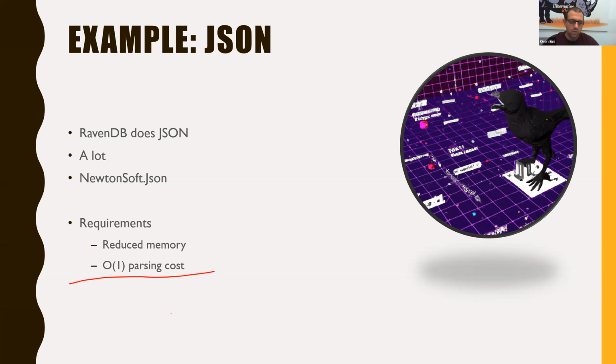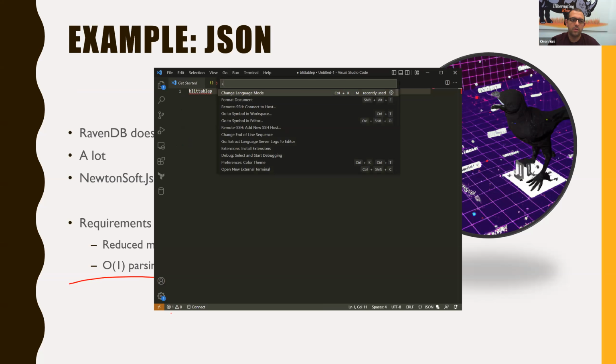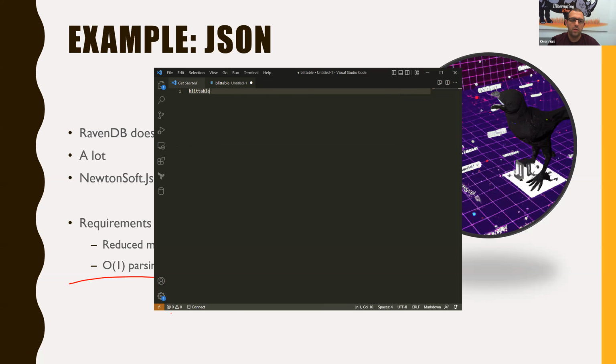And the way that we do that is to say, okay, I'm a JSON database. I'm not going to be using JSON internally. At least I'm not going to use the JSON format. I'm going to use an in-house structure. And this structure is going to be called blittable. What does it mean, blittable? It means that I can take it as is and do things to it.